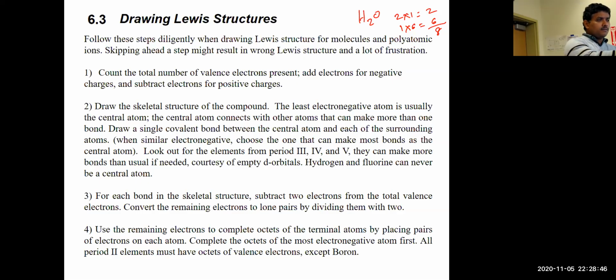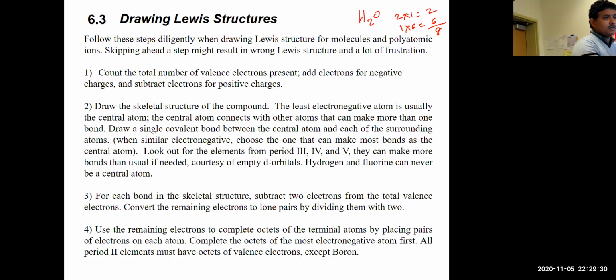And in rule 3, for each bond in the skeletal structure, once you draw the central atom and connect the atoms to it, you need to subtract the number of electrons that are used for bonding atoms together. So you identify how many electrons you use for bonding, subtract that from the total number of electrons you found in step 1, and use the difference in the form of lone pairs. Again, I'll go over all of these details pretty soon when I have a specific example. And then use the remaining electrons to complete the octet. See, this popped up.